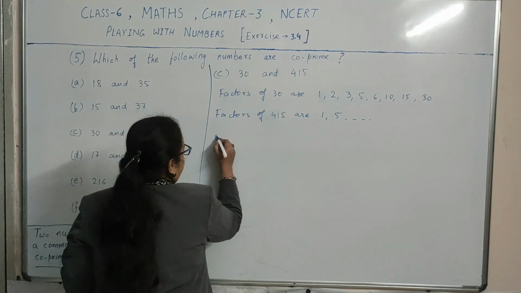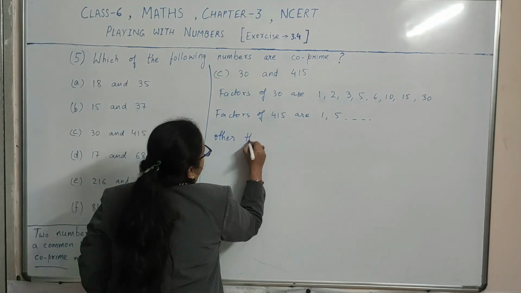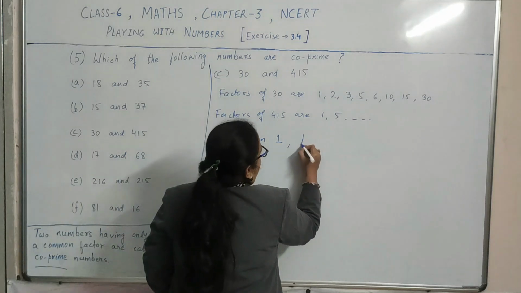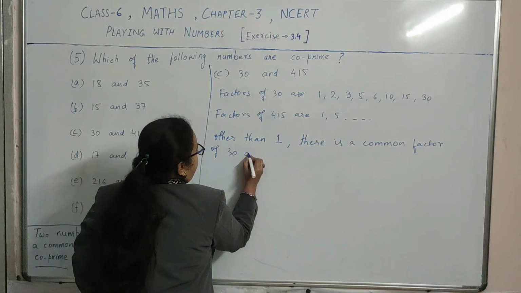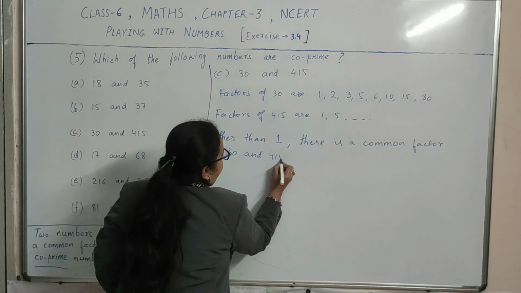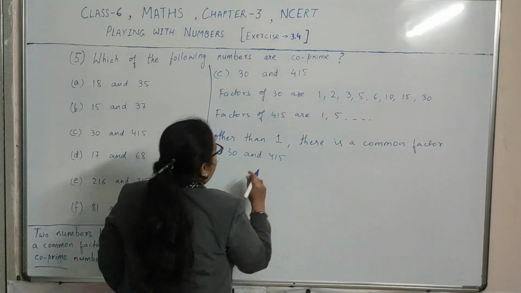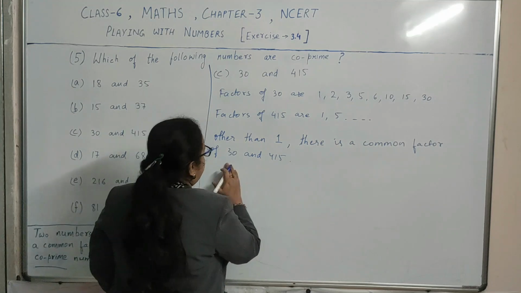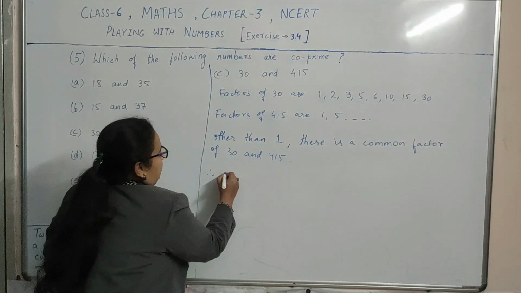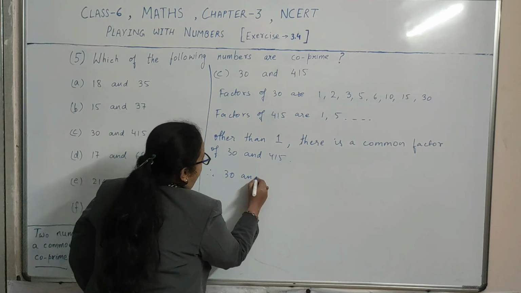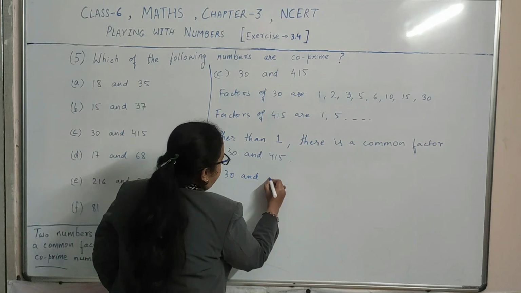So other than 1, what will I write? Other than 1, there is a common factor of 30 and 415, right? Therefore 30 and 415 are not coprime numbers.